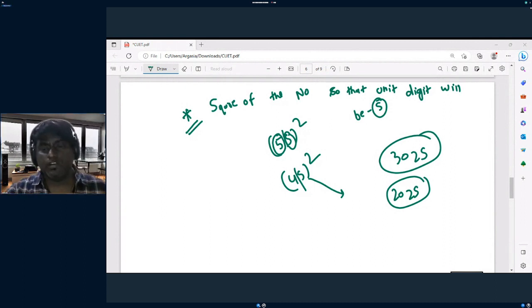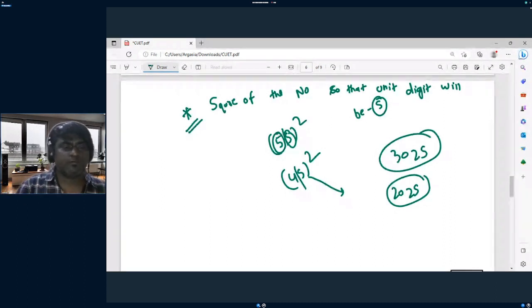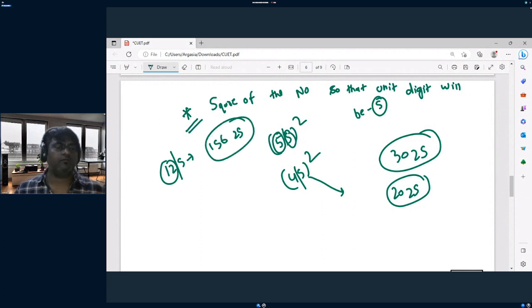Now if there is a three digit number, suppose 125, break it into this form. The square of 5 is 25, and the successor of 12 is 13, 12 times 13 is 156. So the square of 125 is 15625.